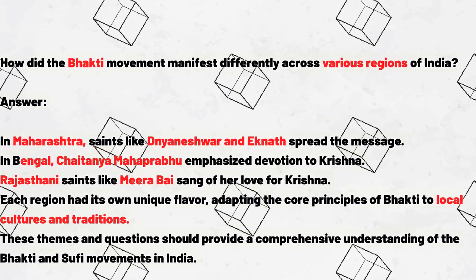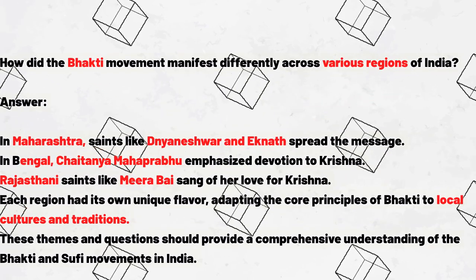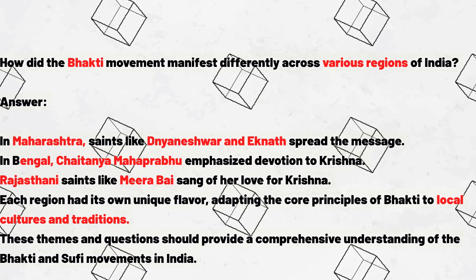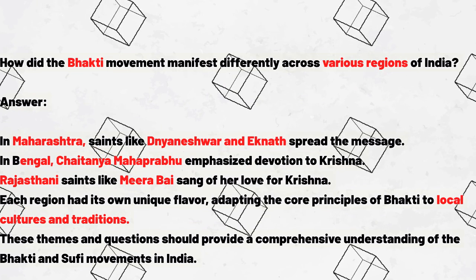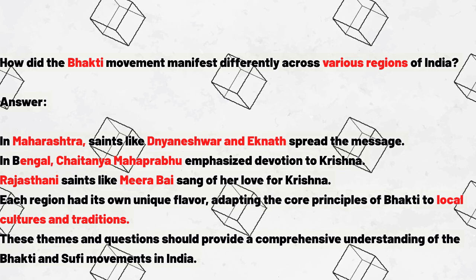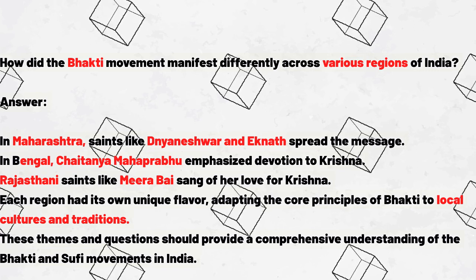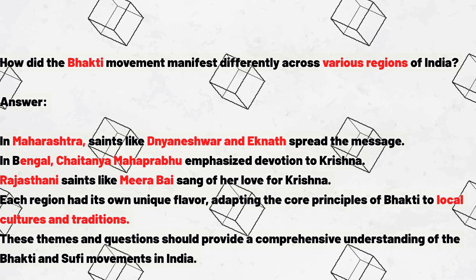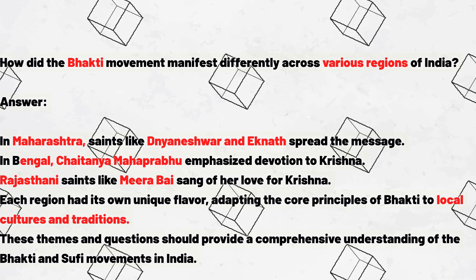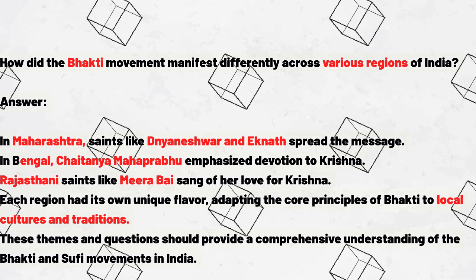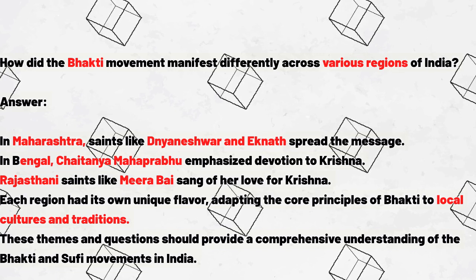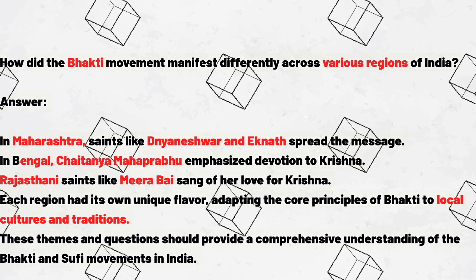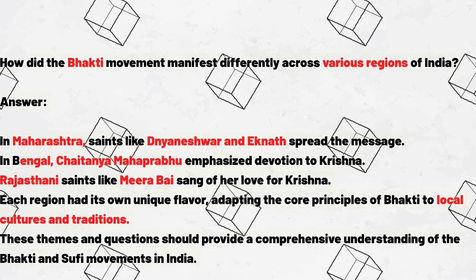How did the Bhakti movement manifest differently across various regions of India? Answer. In Maharashtra, saints like Gyaneshwar and Eknath spread the message. In Bengal, Chaitanya Mahaprabhu emphasized devotion to Krishna. Rajasthani saints like Mirabai sang of her love for Krishna. Each region had its own unique flavor, adapting the core principles of Bhakti to local cultures and traditions. These themes and questions should provide a comprehensive understanding of the Bhakti and Sufi movements in India.